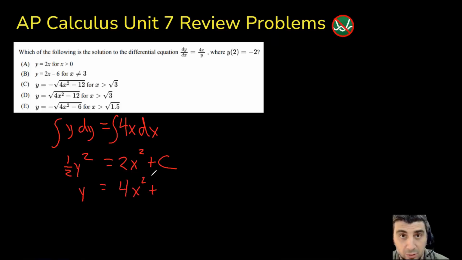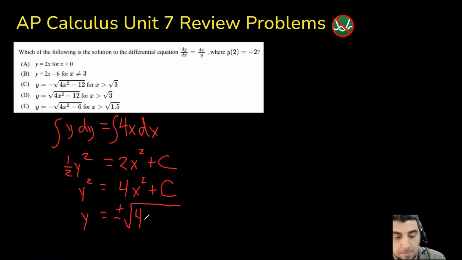I don't like to write 2 times capital C. I just keep that as C because C represents a constant and 2 times a constant is still a constant. And then that's going to be y squared. So take the square root. Now you have to be careful here. Remember, when you solve an equation and you take the square root, you have to account for the fact that the answer could have been positive or negative. And then that's where this initial condition comes in. That helps us determine whether we want the positive or the negative.